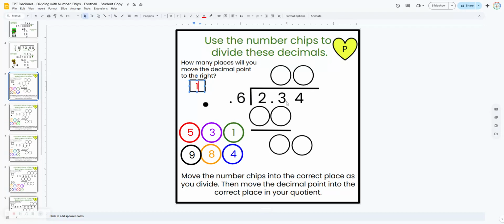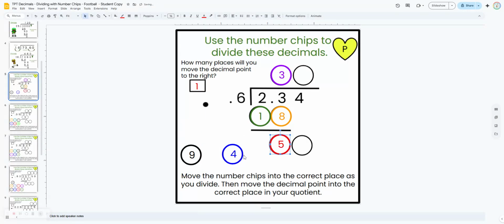Now, 6 goes into 23 3 times, so they just click and hold on the edge of the 3 and they move that into place. 3 times 6 is 18. They subtract, they get 5. Bring down the 4, and then 6 goes into 54 exactly 9 times. Now they have to place the decimal point into their answer. They're going to move that decimal point one place to the right, so now it's between the 3 and the 9. So they get 3 and 9/10 as their answer.